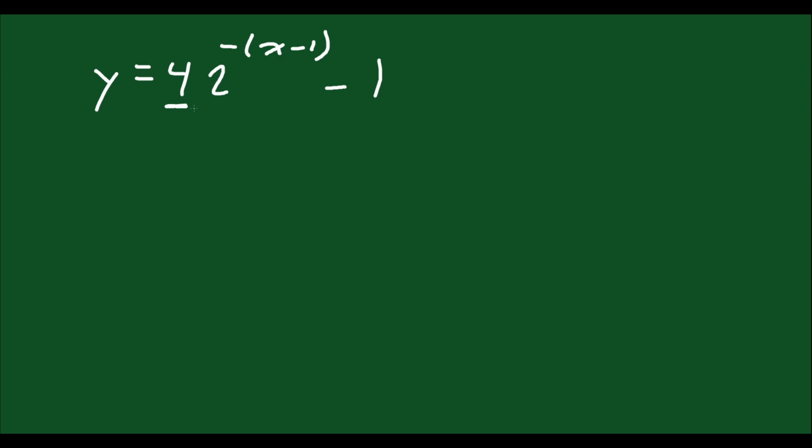This 4 on the front is going to indicate a vertical stretch. This negative in front of the bracket containing your x represents your k value, right? That's going to be a horizontal reflection. So with all this information, you can interpret these numbers the same way you would with any other type of function. So let's go ahead and try to sketch this.